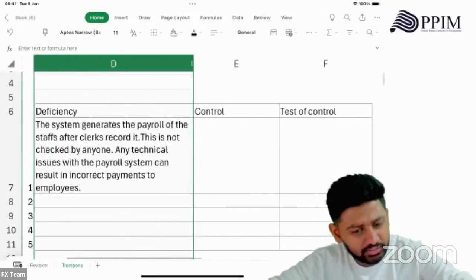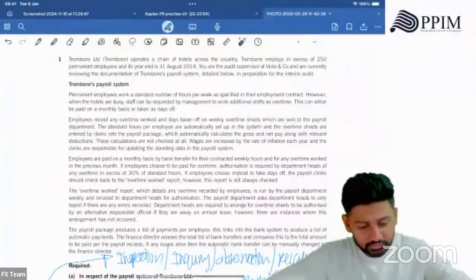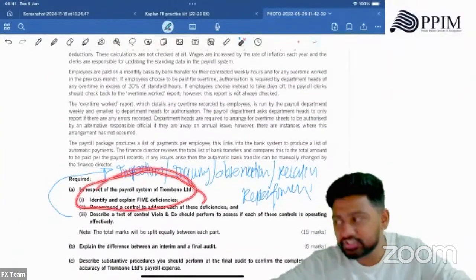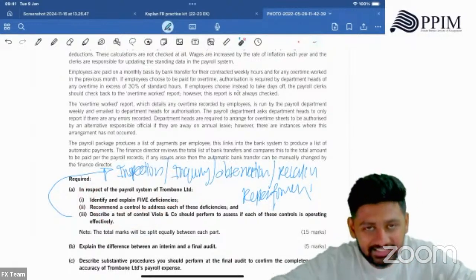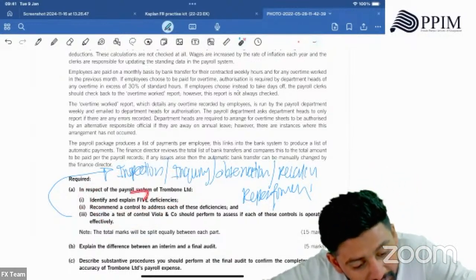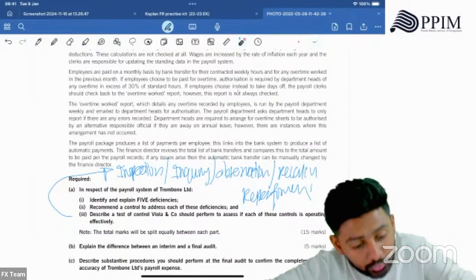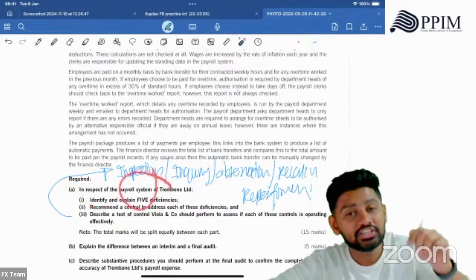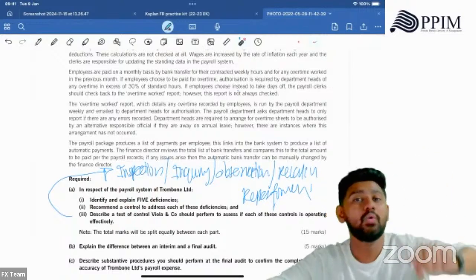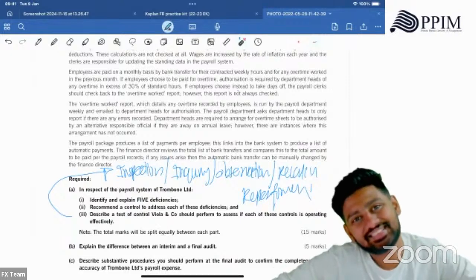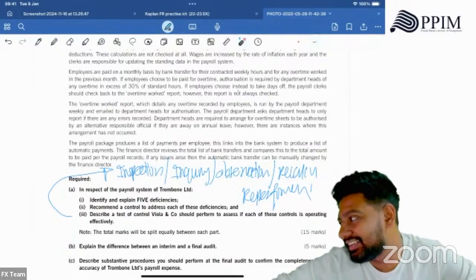And if I'm explaining the problem, I'm just here. Identify and explain 5 deficiencies. I've identified and I've explained. That's it. This explanation should be there for you to get 1 mark here. You can identify from the scenario, but explanation is from your own words. Why is this a problem? Are we clear?